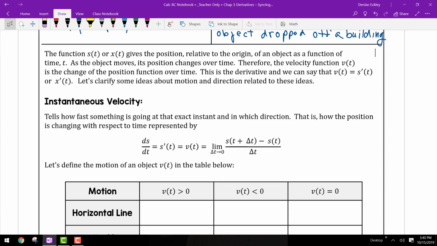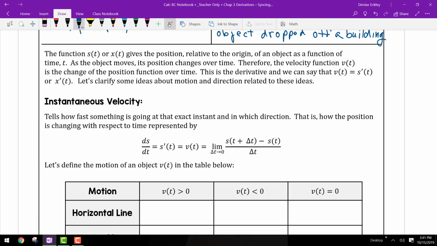So sometimes you also see x of t instead of s of t, because we're talking about an object that moves horizontally. So we use x of t, and then if it's moving vertically, we sometimes break that into y of t instead of s of t. So that gives our position relative to the origin of an object as a function of time. As the object moves, its position changes over time, which you are all very aware of.